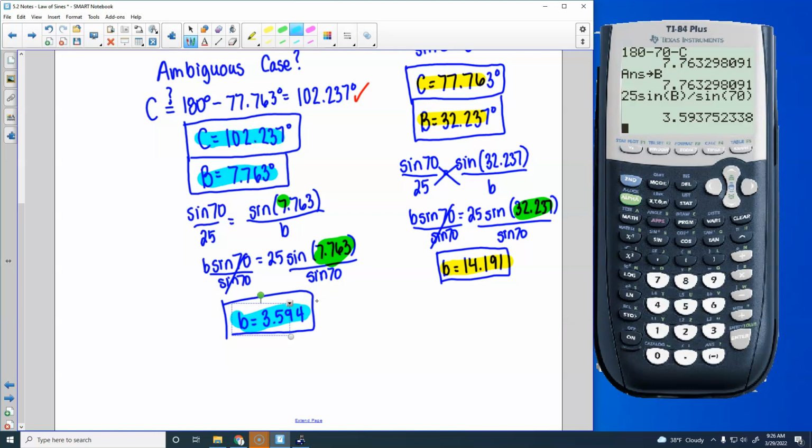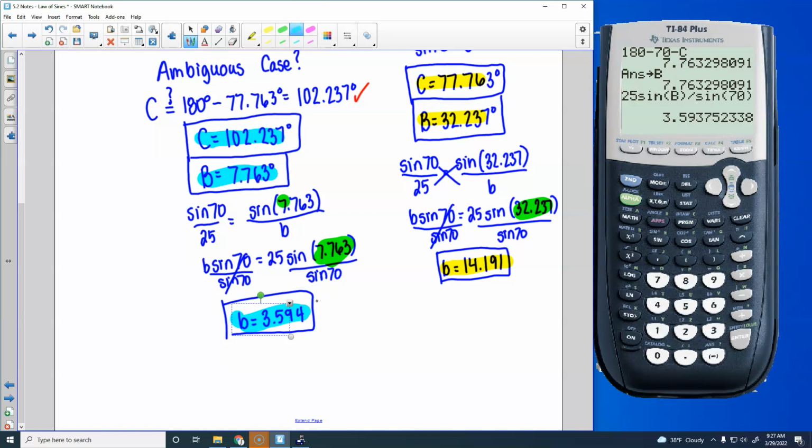Now, you won't see this happen on many problems where you have to do this ambiguous case and solve the triangle, and it takes forever to do. But it might show up once. Questions on that?